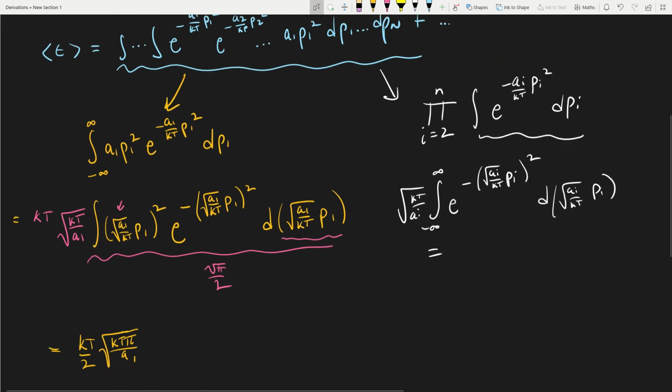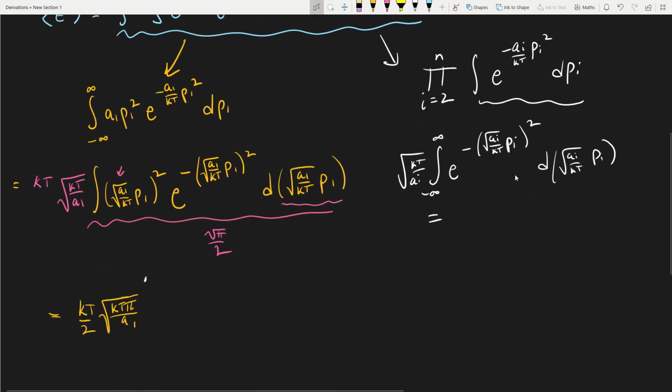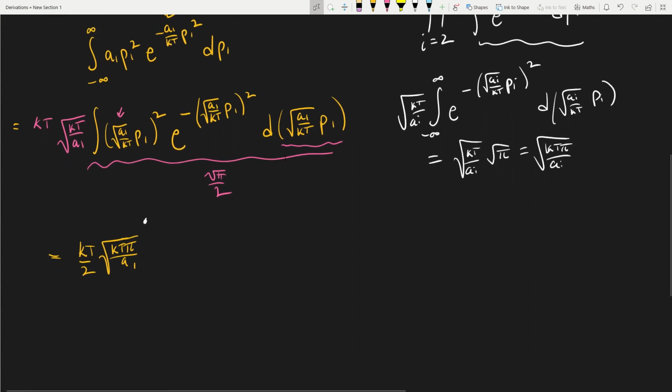So maybe you can see why I wrote this guy over here in this format. But we're going to get root kT over a_i times root pi, which is root kT pi over a_i. So what you may be surmising is that this term and this term can be combined.